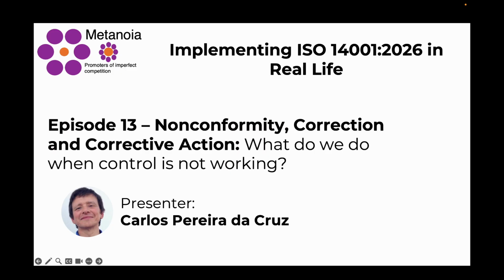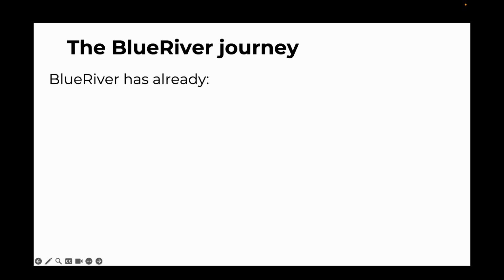Now, the question is, do we have documents? No, that's not the question. The question is, what does BlueRiver do with this evidence? That is the focus of episode 13. What do we do when control is not working? Episode 13 closes the loop.